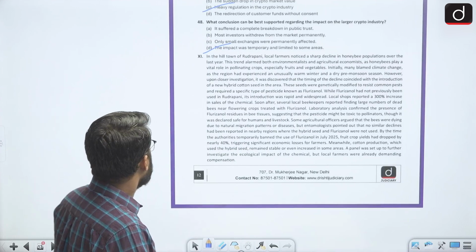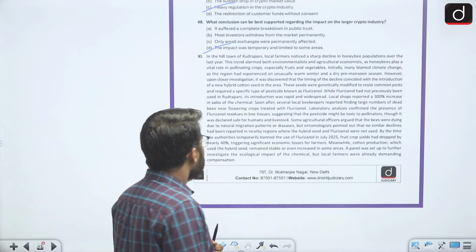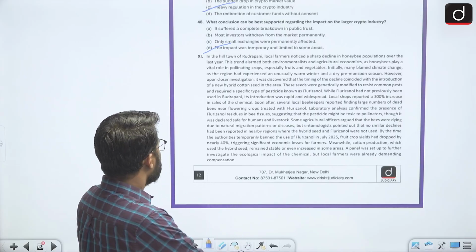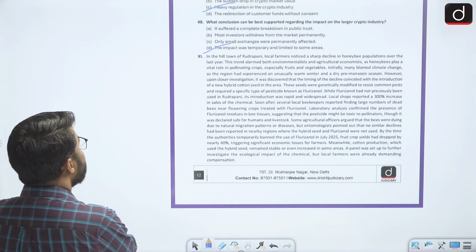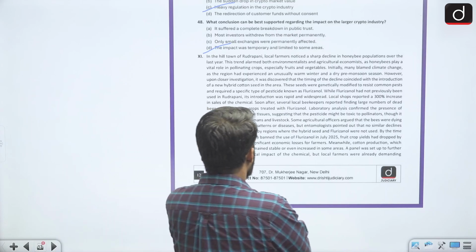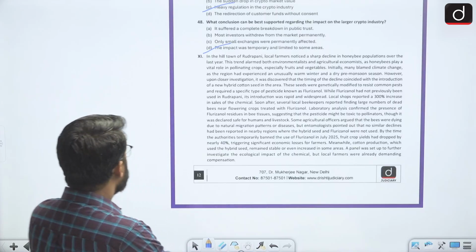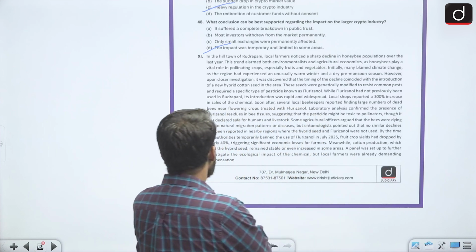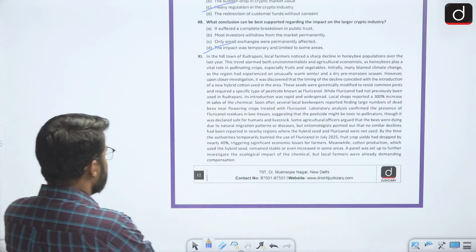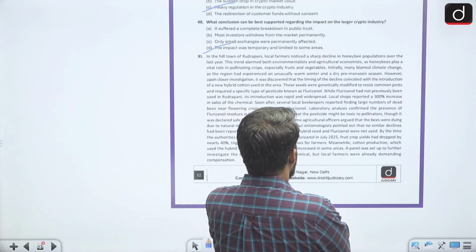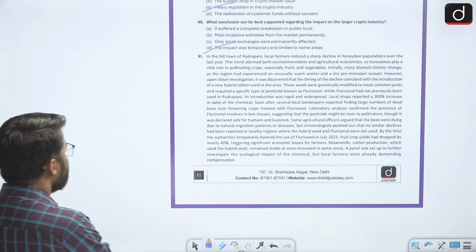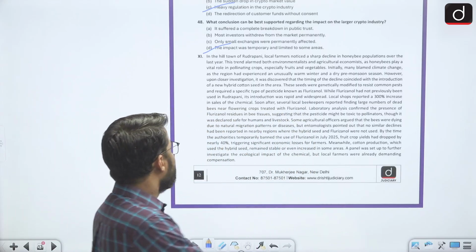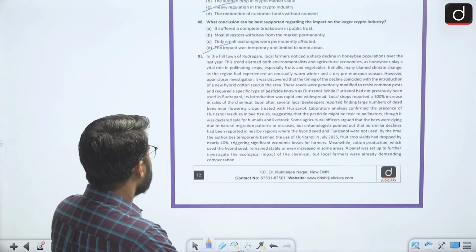The next passage talks about the hill town of Rudrapani. Local farmers noticed a sharp decline in honeybee populations over the last year. This trend alarmed both environmentalists and agricultural economists, as honeybees play a vital role in pollinating crops, especially fruits and vegetables. Initially, many blamed climate change, as the region had experienced an unusually warm winter and a dry pre-monsoon season. However, upon closer investigation, it was discovered that the timing of the decline coincided with the introduction of a new hybrid cotton seed in the area.